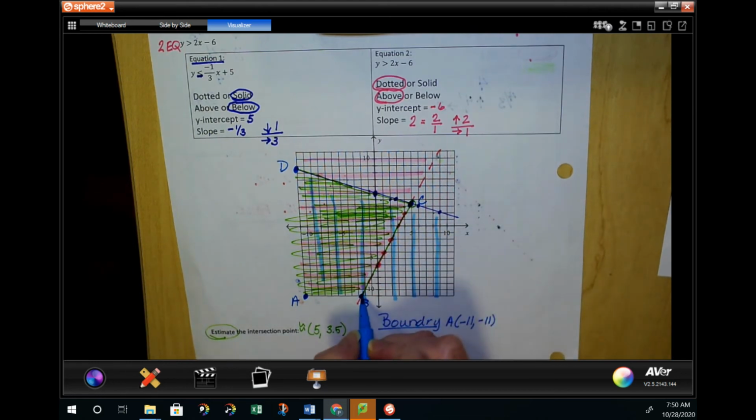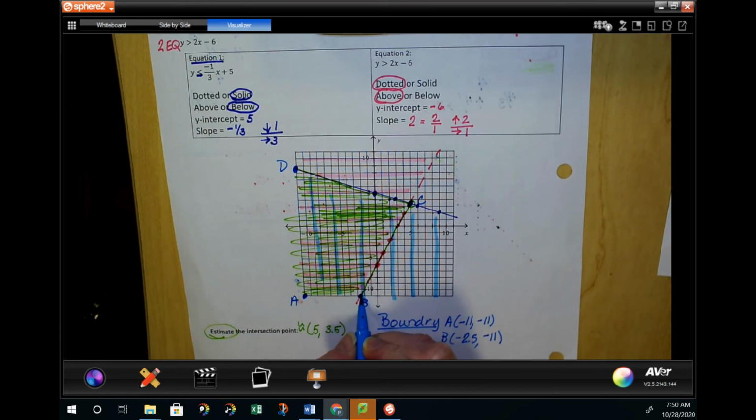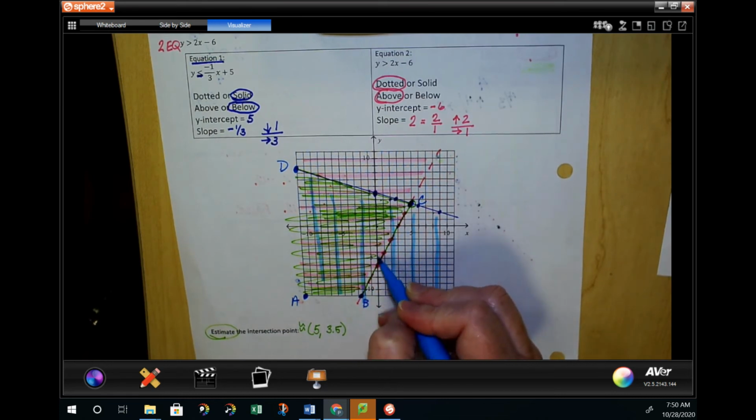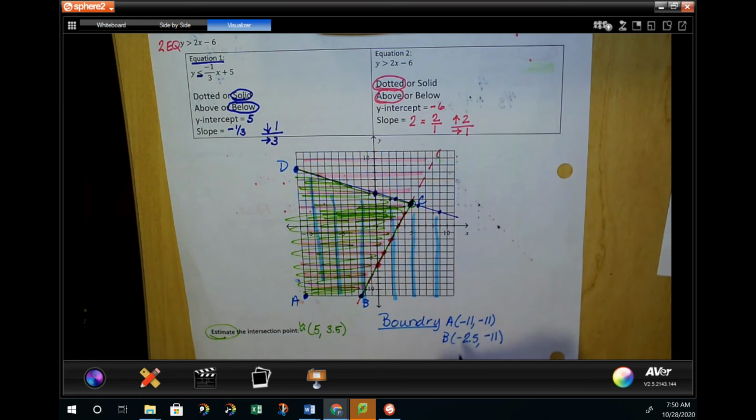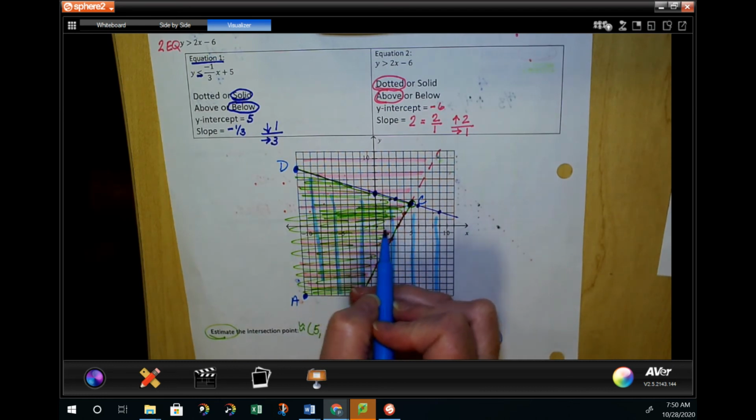And then this point B is over 1, 2, so it looks like B is approximately 2.5, and we're only going to approximate that. Then you're going down 11. So that point is over to the left 2.5, and from your origin you're going down 11. And then C was our solution point, which we approximated to be 5 and 3.5. It's just an approximation.